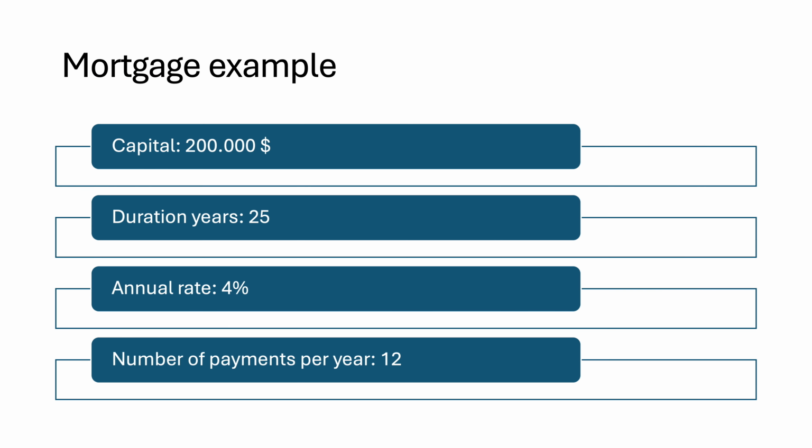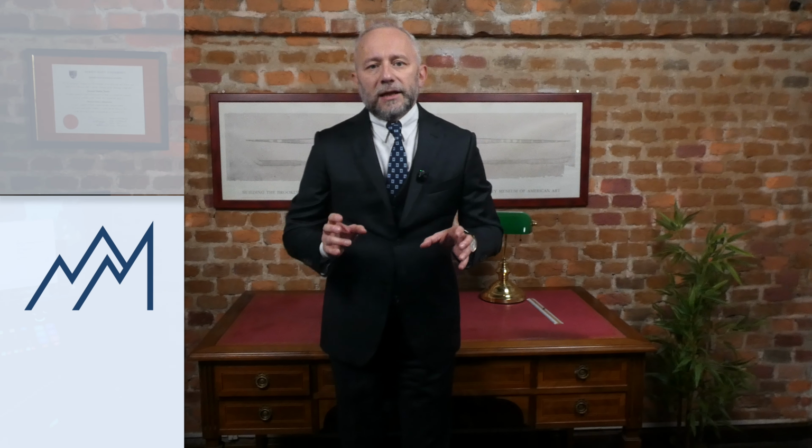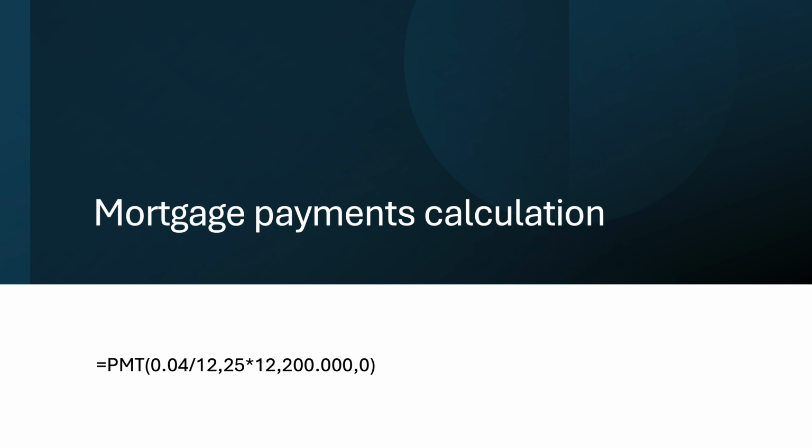Now, let's step into the real world. Imagine a $200,000 mortgage, 25 years, annual rate 4%. Mortgage payment calculation gives us a monthly payment of about $1,055 per month. Total repaid almost $317,000 and the interest is almost $116,000. So you thought you bought one house, but in reality you bought one and a half, and the other half belongs to the bank.